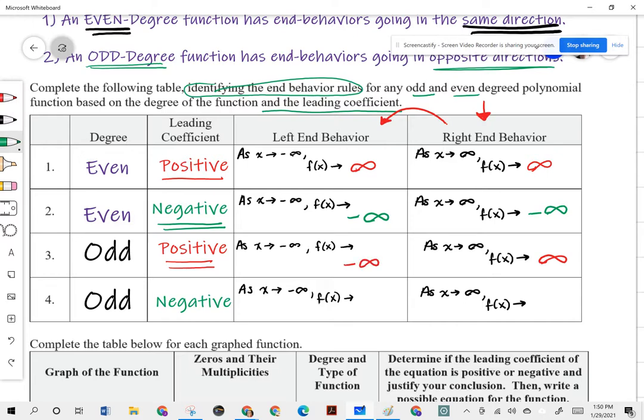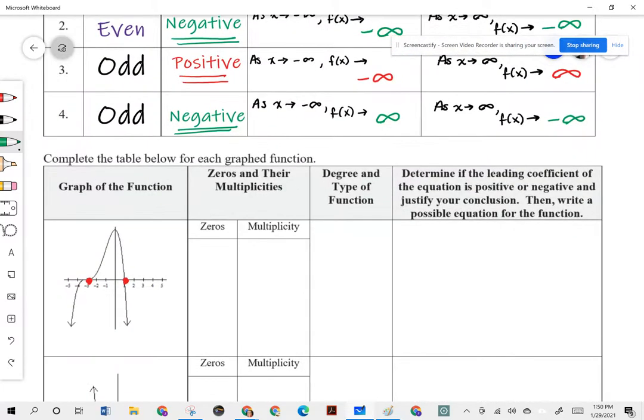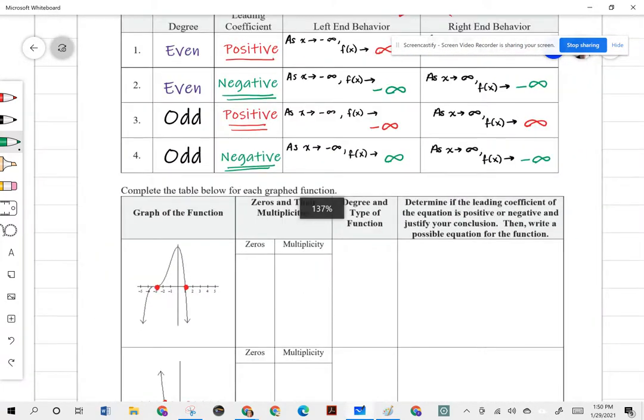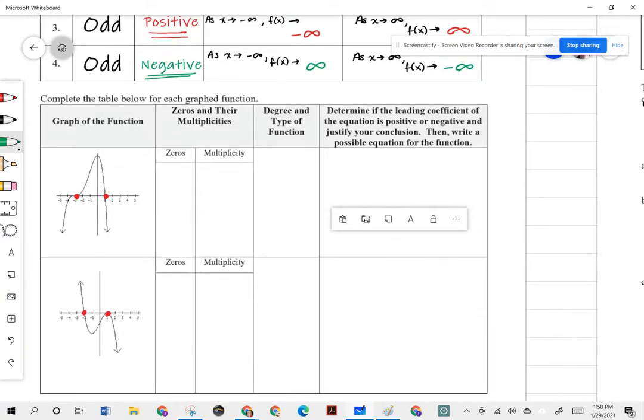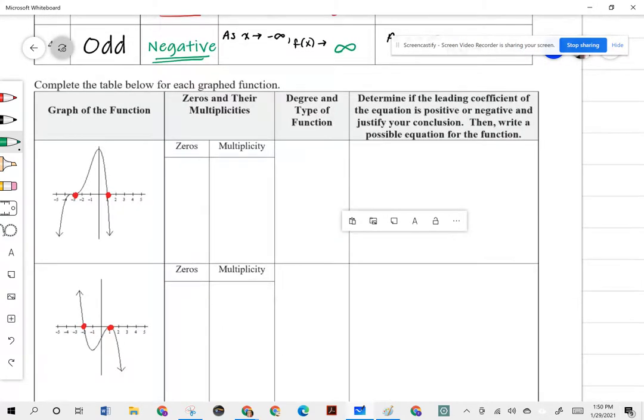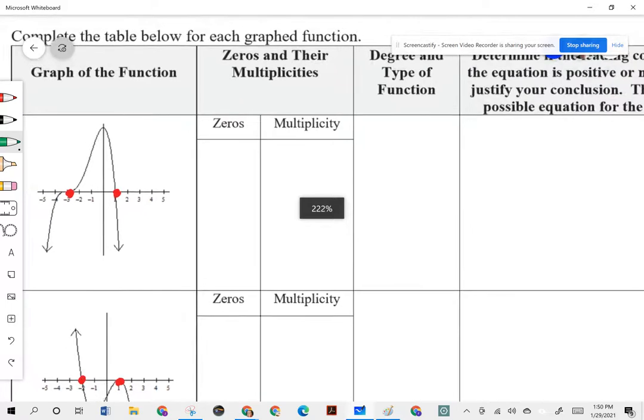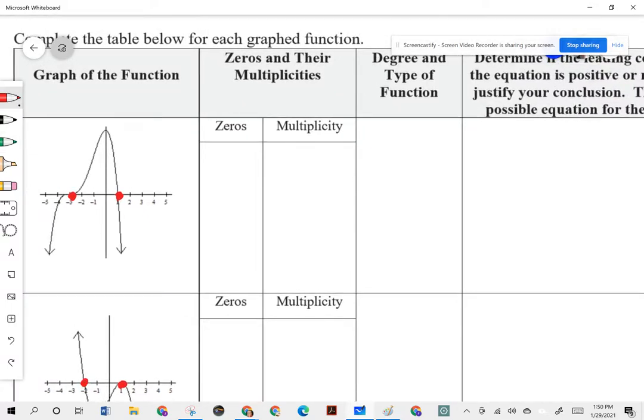And so now let's take a look at an odd with a negative leading coefficient. We know that a leading coefficient, if it's negative, will fall to the right. And because it is odd, it is opposite. So the left side will be going towards positive infinity. So let's take a look here and complete that table. And it says that we are going to identify the zeros and their multiplicities. So let's take a look at that.